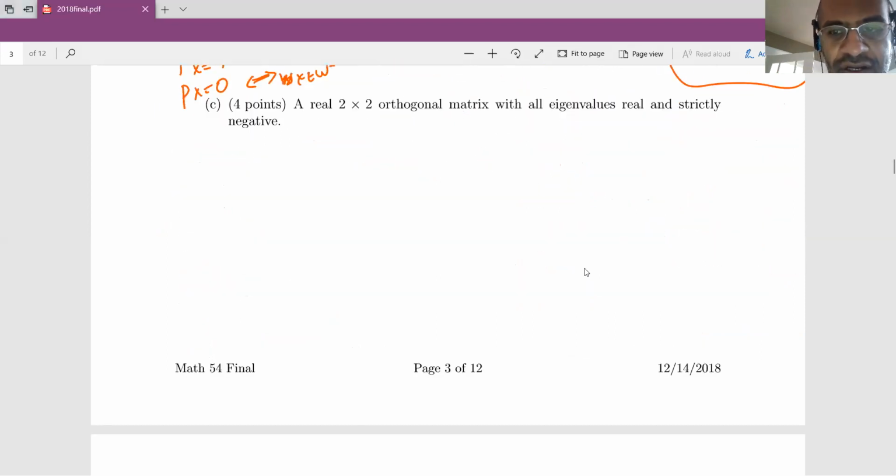Okay, let's now get to this. A real 2x2 orthogonal matrix with all eigenvalues real and strictly negative. Any ideas? So what's an orthogonal matrix? Just a negative identity matrix. Yeah, the negative identity matrix. Okay. So there could be some thought process for coming up with this. This is actually the unique matrix with this property.